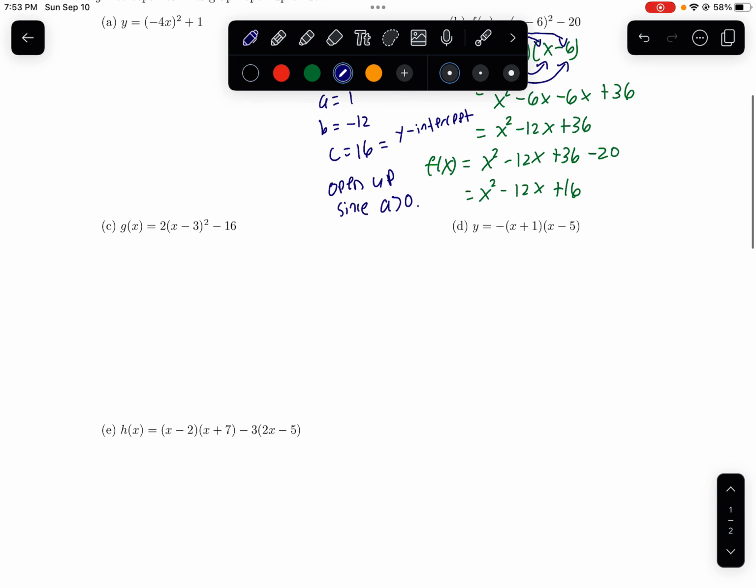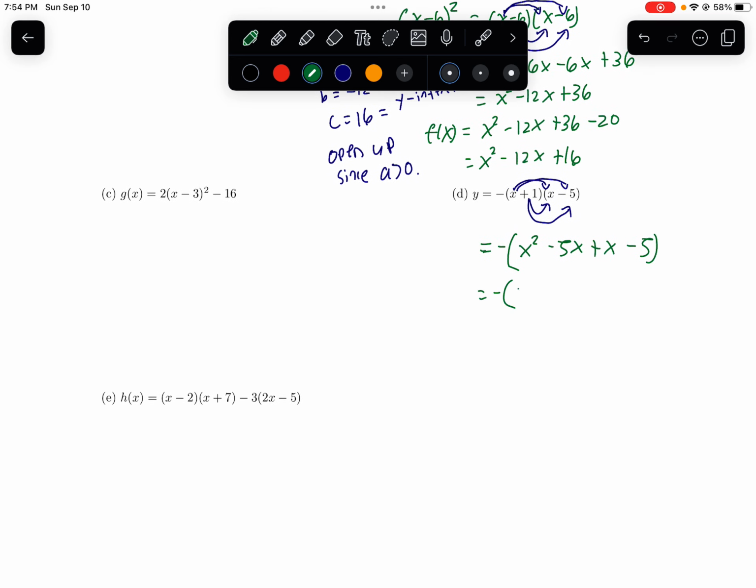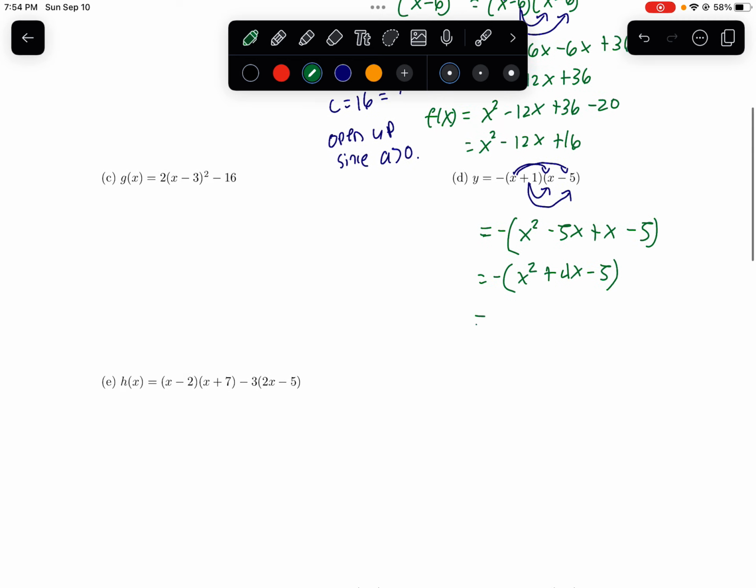And then for part D, you would do a very similar process. So you would start by expanding, or FOILing, right? So x times x, x times -5, 1 times x, and 1 times -5. This would give you, remember, we have the negative in front, so we can't forget about the negative there. So x squared minus 5x plus x minus 5, or negative (x squared plus 4x minus 5). And we have to distribute the negative into everything, so this would become negative x squared minus 4x plus 5.